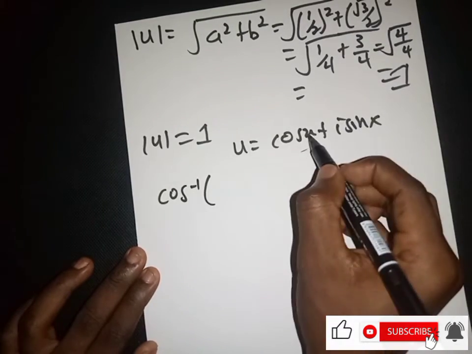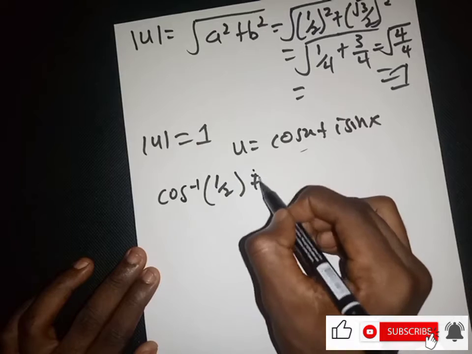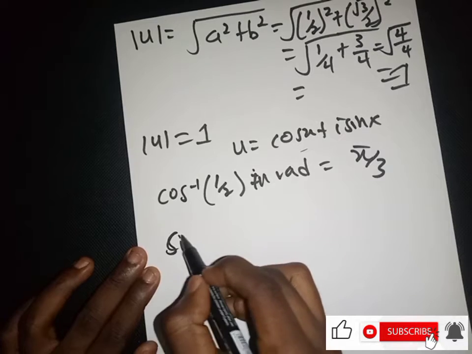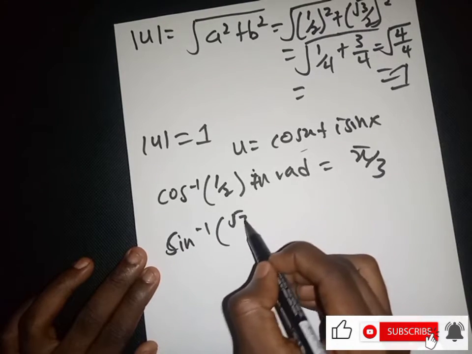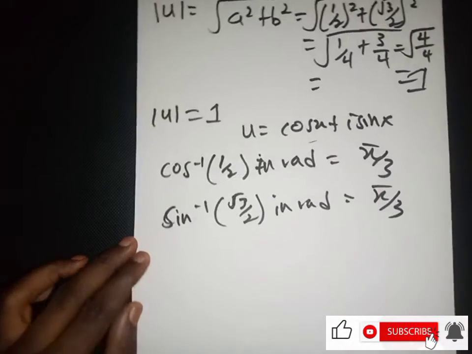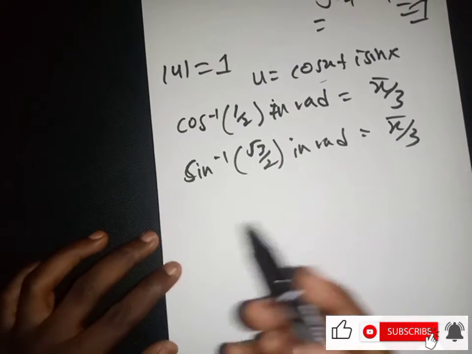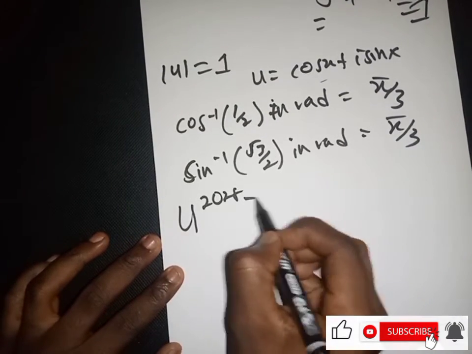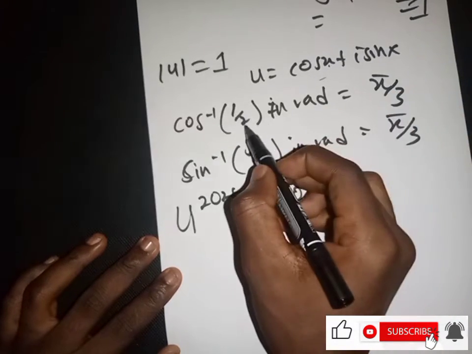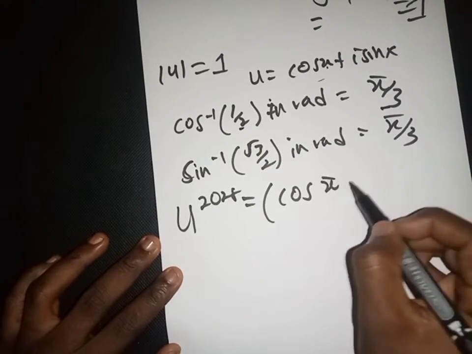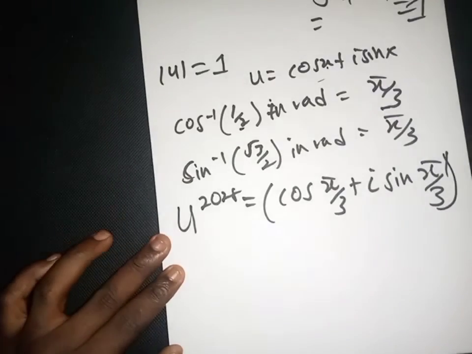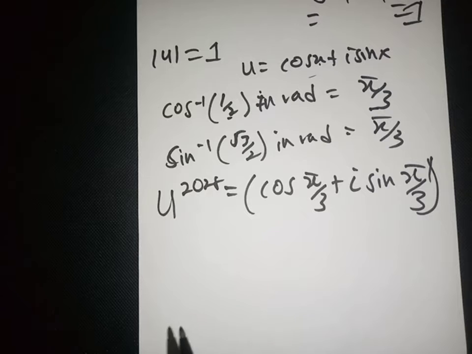So the inverse cos of 1 over 2 in rad, doing that, we just have pi over 3, and then also the inverse sine of root 3 over 2 in rad, we just have pi over 3 also in this case. So we have pi over 3 in both cases. So therefore our u can be written as cos pi over 3 plus i sine pi over 3 in this case, right? So that will be our u in this case, right?